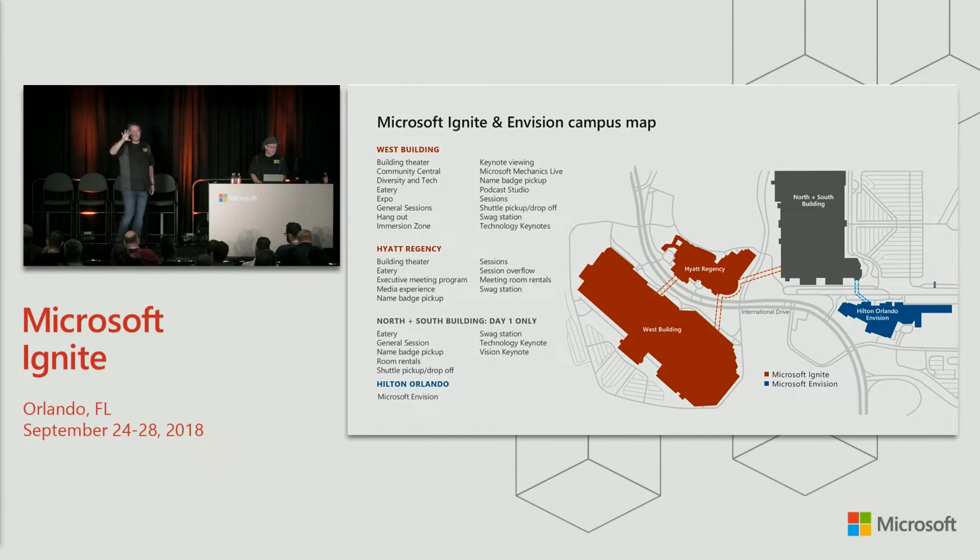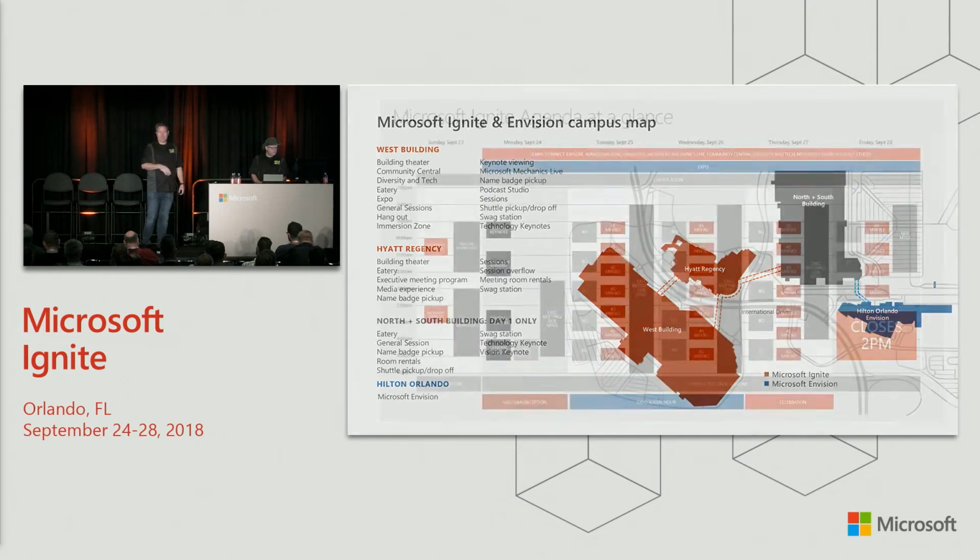Pretty much anything that you're going to need as an attendee exists in every one of these buildings. So we're not making you go to one building for one specific thing like food. The only thing that you'll need to go over to the North-South building for is if you want to be in the room for the Vision keynote with Satya Nadella or in some of the general sessions that are over there. Other than that, everything's at Hyatt and West.